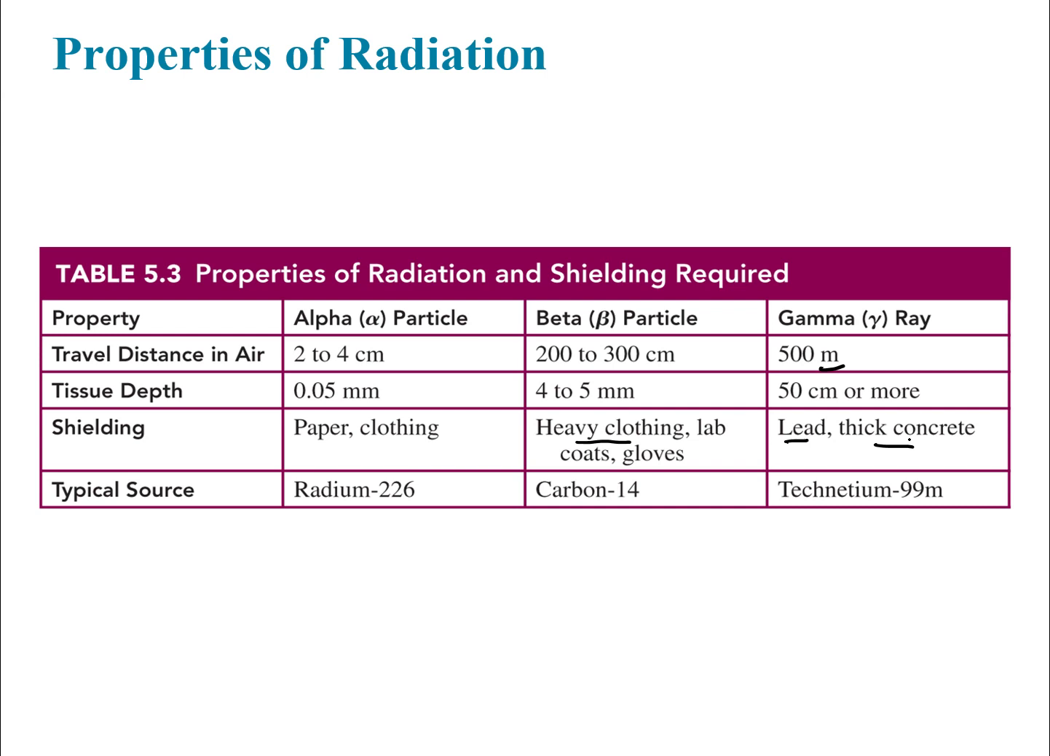So you'll need to know not necessarily exactly how many centimeters or meters a particular particle can travel, but relatively speaking, alpha travels the shortest distances, gamma travels the furthest, that kind of thing, to be able to compare, and also to be able to talk about the type of protection that you need depending on what the particle is. So is that clear what you need to know from this table?